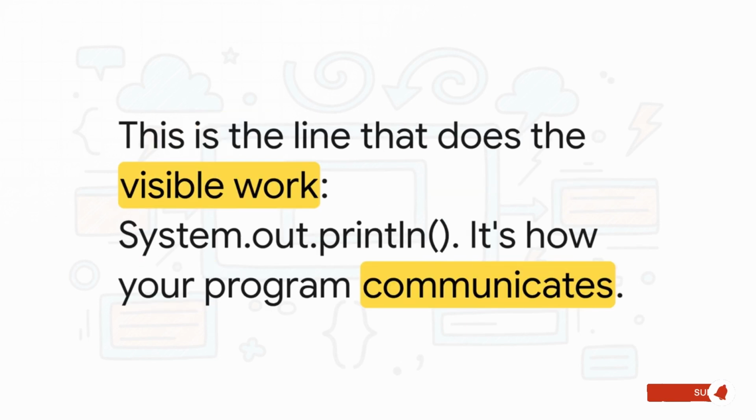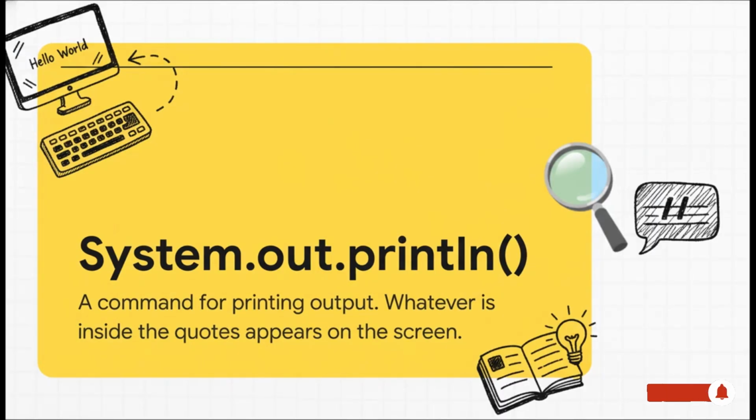Okay, now we get to the fun part. The part that actually does something we can see. This is the line that does all the work. System.out.println hello world. So what is system.out.println? It's just a command. It's you telling the computer, hey, print something on the screen for me. And what does it print? Well, whatever you stick inside those quotes. In this case, hello world.